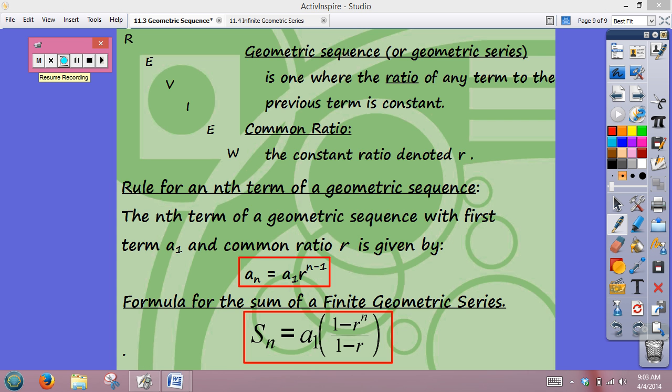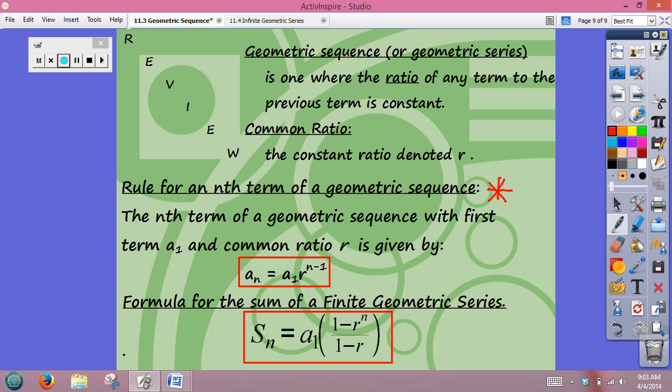So throughout the lesson, again, we had a couple of very important terms that we need to remember: geometric sequence and common ratio. We were given a rule for the nth term of a geometric sequence, and we were given a very important equation to find the sum of a finite geometric series. So hopefully those are in your notes, and that will conclude this lesson.